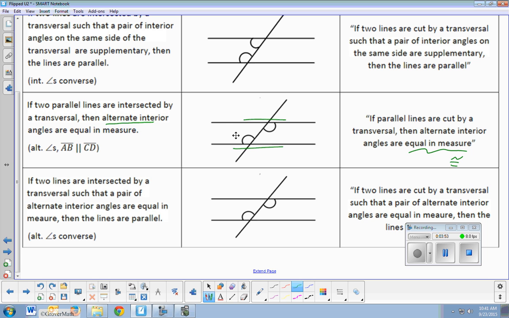This concept of alternate interior comes up a tremendous amount in this course. So this is a major concept, and often we use it to prove parallel lines all the time. If we have alternate interior angles congruent, that means the lines are parallel, and that's something we could use in a proof. So alternate interior is big. There's also alternate exterior and same side exterior and stuff like that, but we'll just stick with these for now.